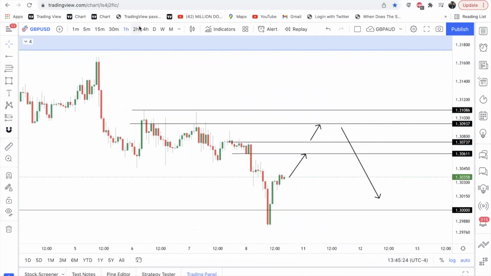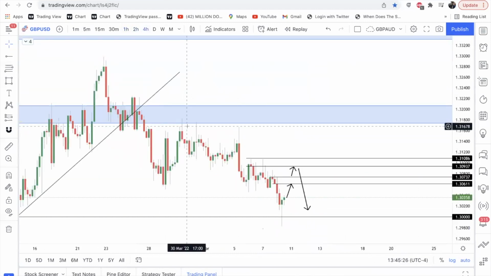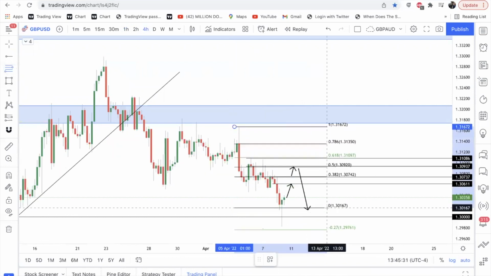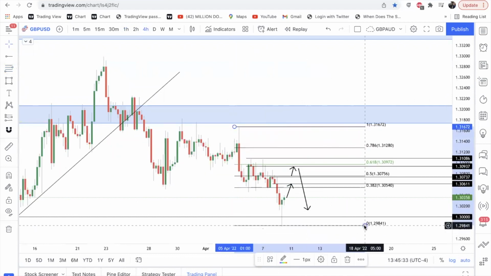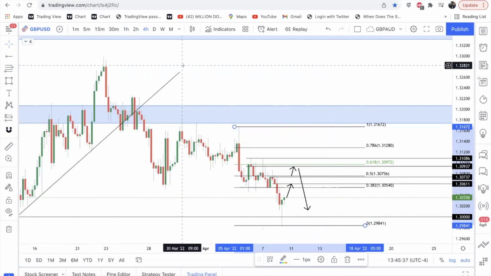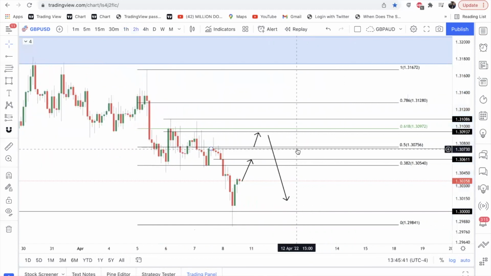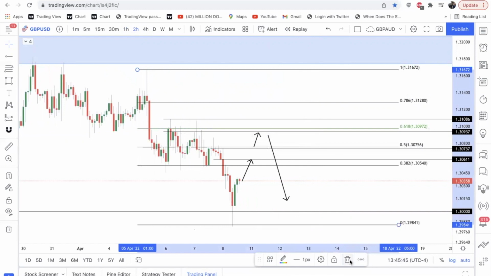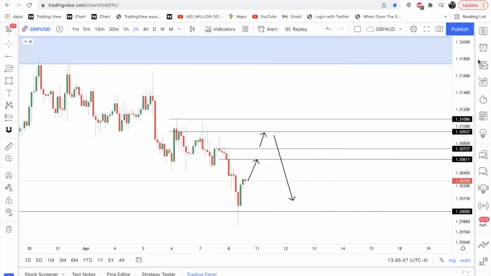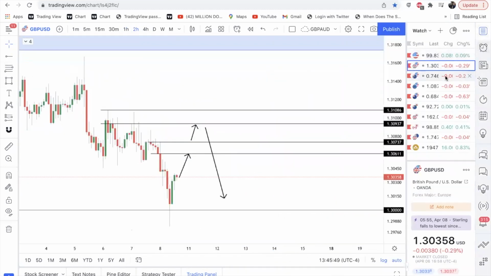I also could look at my fib. I could take my fib from this swing high, from where price found the top and rolled down. Roughly in here is around 38.2. The next point of structure is around a 61.8. So overall, we're just looking for that retest and that continuation to the downside.